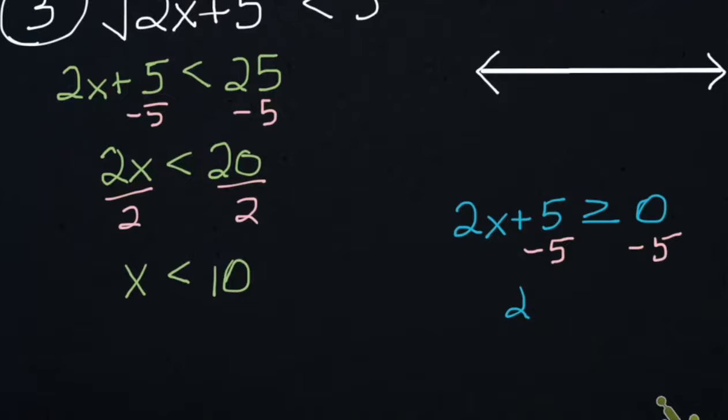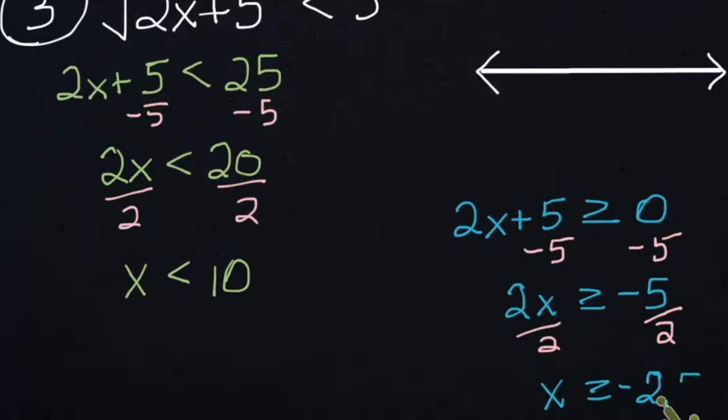So we're left with 2x greater than or equal to negative 5, and then we're going to divide by 2. So x is greater than or equal to, yes, you can convert to decimals, negative 2.5.